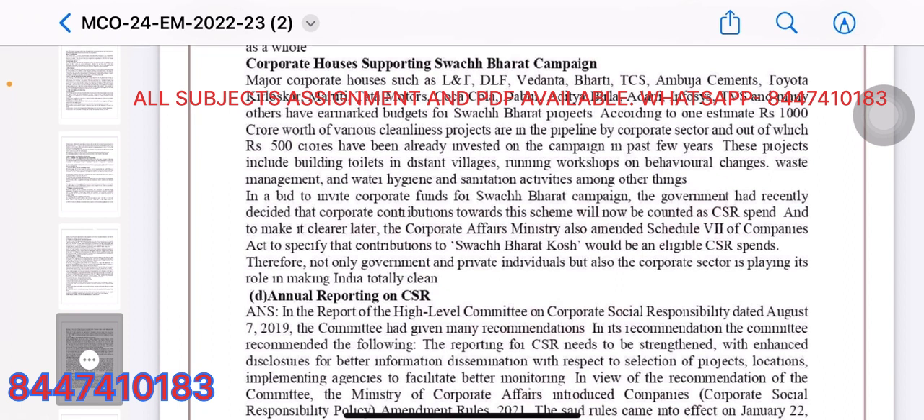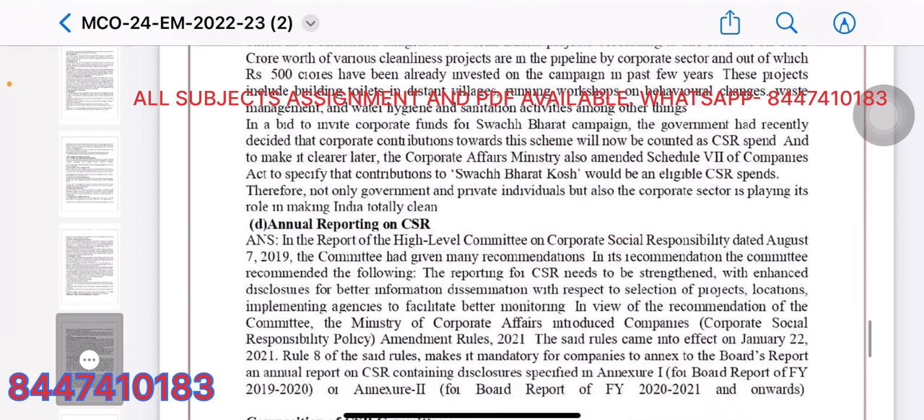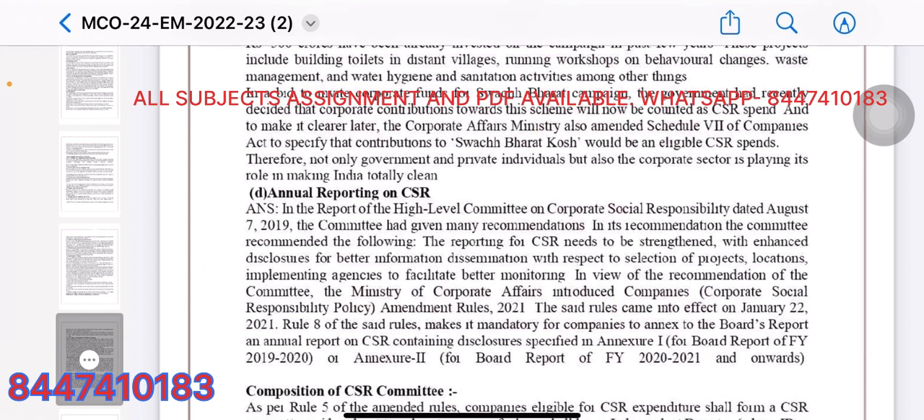Therefore, not only government and private individuals, but also the corporate sector is playing its role in making India totally clean. Annual reporting on CSR. It is the report of the High Level Committee on Corporate Social Responsibility dated August 7, 2019. The committee had given many recommendations. In its recommendation, the committee recommended the following: reporting for CSR needs to be strengthened with enhanced disclosure for better information dissemination with respect to selection of project location and implementing agencies to facilitate better monitoring.